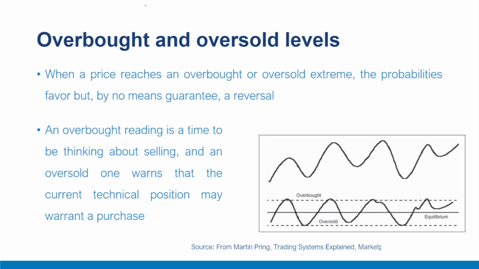When price reaches an overbought or oversold extreme, the probabilities favor, but by no means guarantee, a reversal. An overbought reading is a time to be thinking about selling, and an oversold one warns that the current technical position may warrant a purchase. In many cases, when a price reaches an overbought extreme, the news is good. Participants are optimistic and human nature tells us to buy. Unfortunately, the opposite is more likely to be the case.